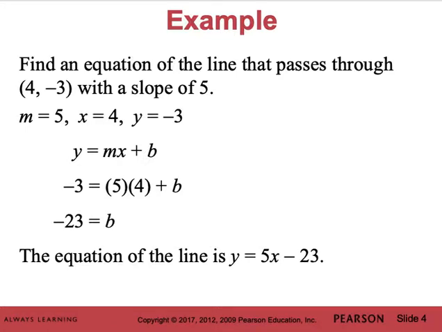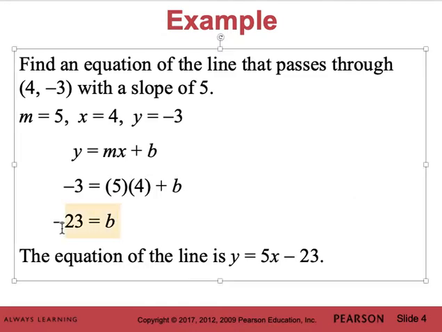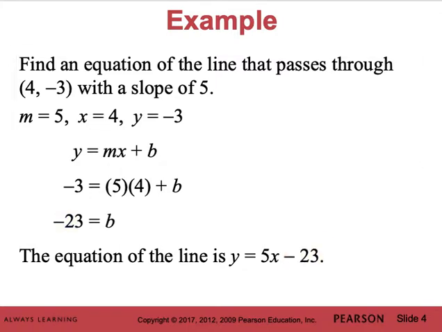Here's an example. We know a point, we know the slope. We want to replace this into our equation, y equals mx plus b. So we have 5 times 4 plus b. We know our y, so we know our intercept is negative 23, so now we can write out our full equation because we found out what b was.